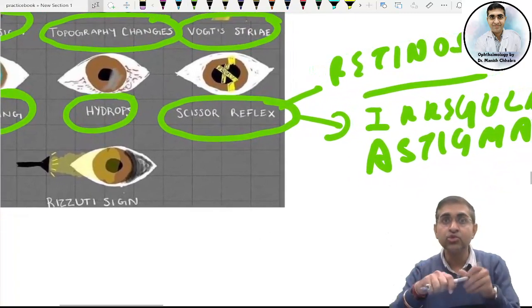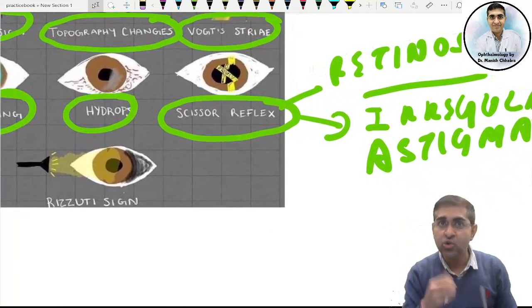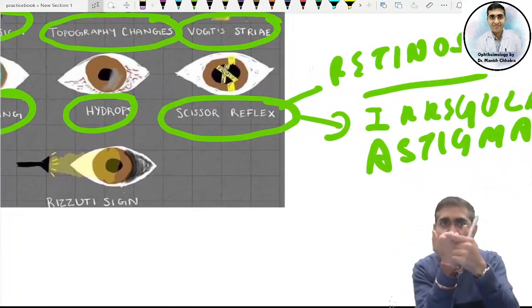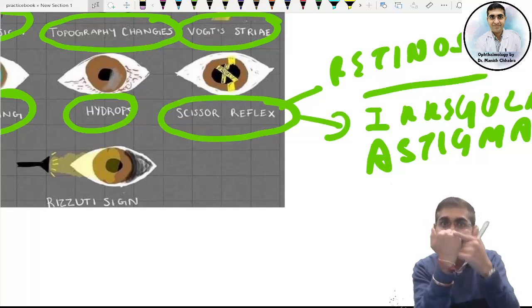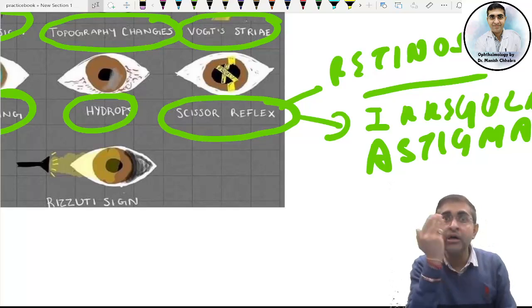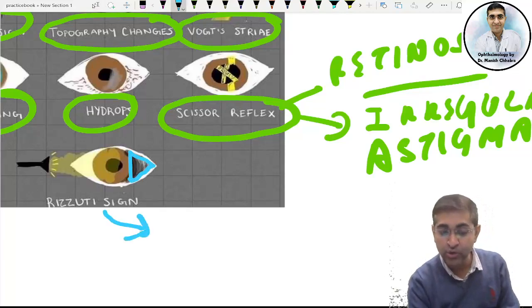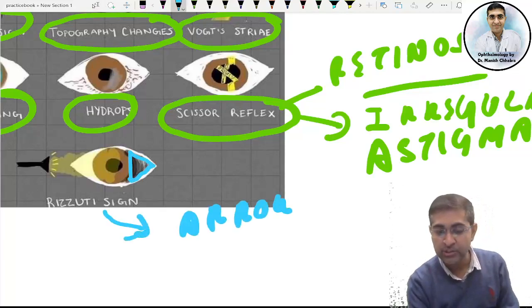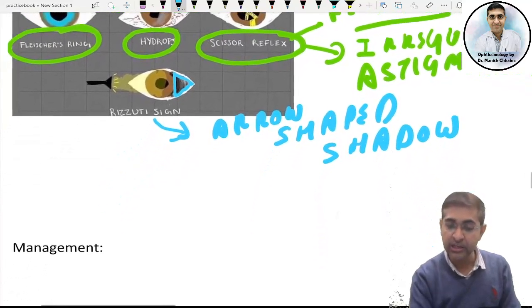Rizzuti sign is, you take the torch light, you shine it from the temporal side. So if there is cone of the keratoconus, cone in the cornea, the shadow of the cone in the cornea will fall onto the nasal limbus in such a way that it will give an appearance of an arrow. Are you able to appreciate? So arrow shaped shadow. Yes, all right. So these are the important features.